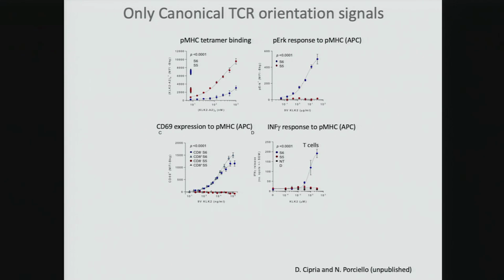You can increase peptide. There are 3 types of responses. The first one is phosphor-ERK. This one is CD69 expression. This one is gamma response. This is a reconstituted T cell with these 2 receptors. So the non-canonical doesn't work.